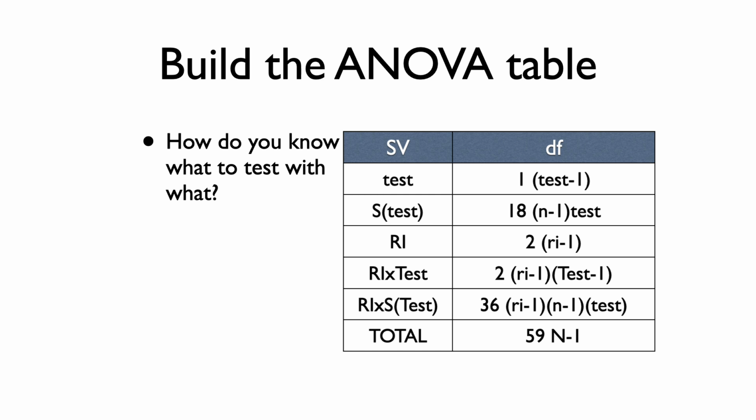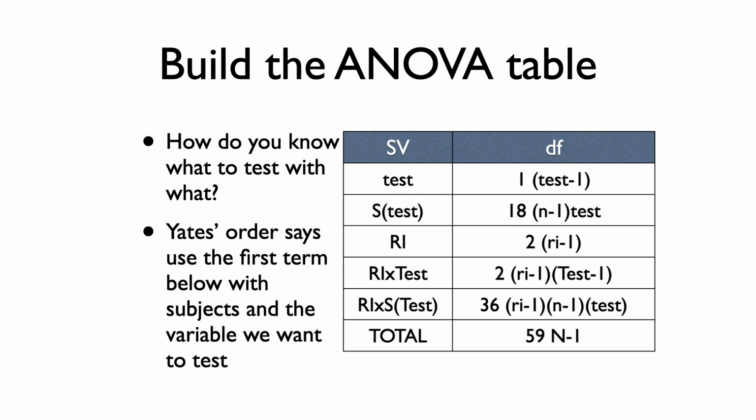And then when you take a look at, well, what do we divide by what for the ANOVA? Well, you just take a look for the term that you're interested in, and the one below it that has subjects in it, the same way as we did it before. So test, subjects within test. RI, so we take the mean square for test, divide by the mean square for subjects within test. The mean square for retention interval by the mean square for retention interval by subjects within test. The mean square for retention interval by test, divided by the mean square for retention interval by subjects within test.